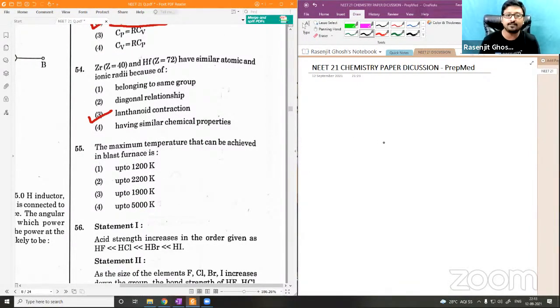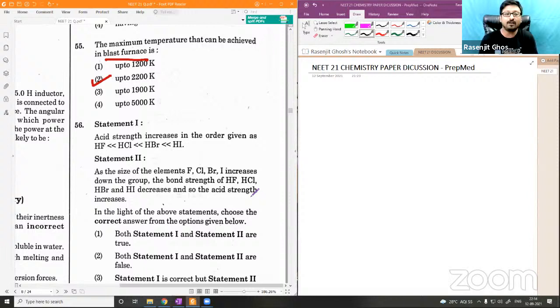Okay. Now, question number 55. It's a very simple information-based question on the blast furnace, from your metallurgy chapter. The correct answer is the maximum temperature that can be achieved in the blast furnace, and that temperature is 2200 Kelvin. This is where molten slag formation actually happens, at the bottom of the blast furnace. Okay.